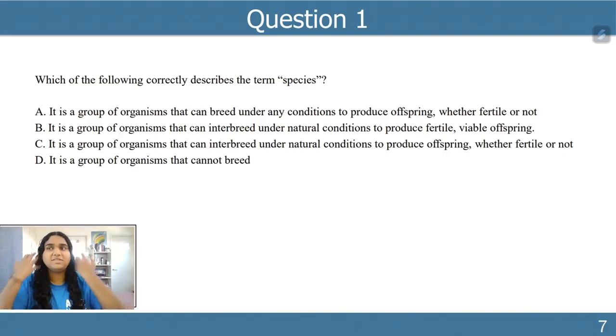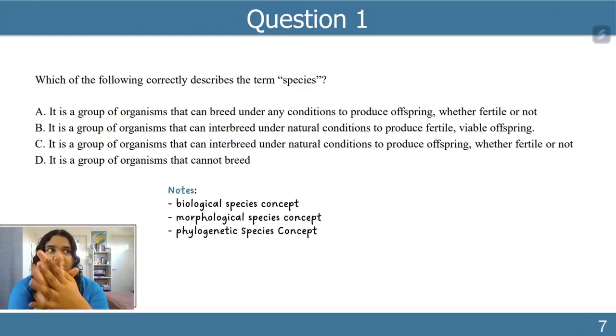So in terms of species in biology, it's quite a difficult thing to define. In fact, the most common definition of species isn't the only one that's broadly accepted. Under the QCE, you guys will need to know about 3 definitions of species. The first one being the biological species concept, the second one being the morphological species concept, and the third one being the phylogenetic species concept. The biological species concept states that any 2 organisms that are considered one species will be able to interbreed in natural conditions and produce fertile and viable offspring.